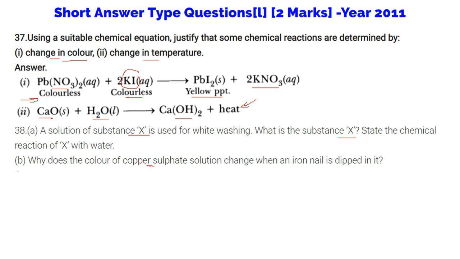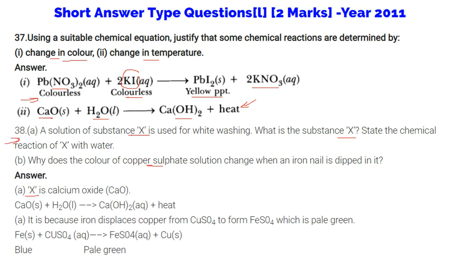Why does the color of copper sulfate solution change when an iron nail is dipped in it? So first we'll see this one. In this, X is, see, this is your answer. X is calcium oxide. Calcium oxide, when it combines with water, gives you calcium hydroxide and heat.